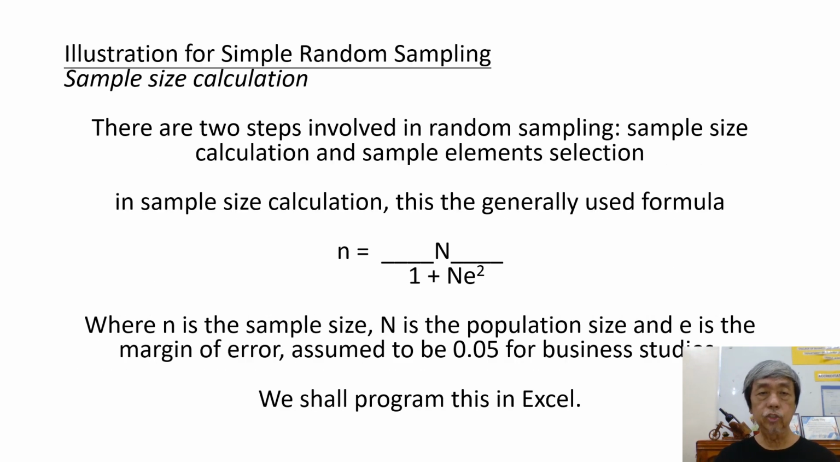We now proceed to the illustration for simple random sampling, starting with sample size calculation. There are two steps involved in random sampling: sample size calculation and sample element selection. In sample size calculation, this is the generally used formula, where small n is the sample size, big N is the population size, and E is the margin of error, assumed to be 0.05 for business studies. We shall program this later in Excel.